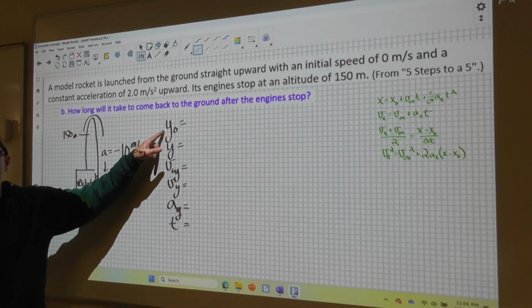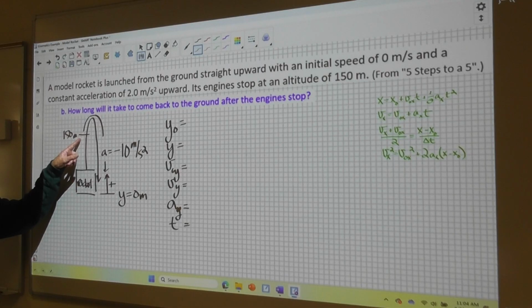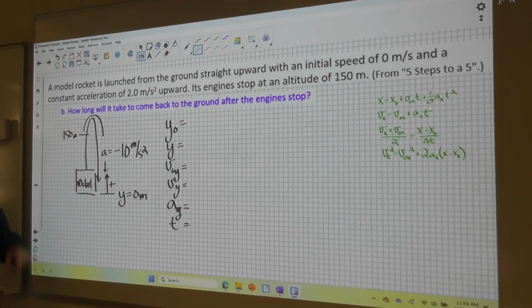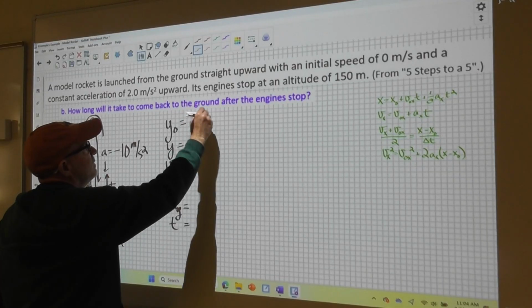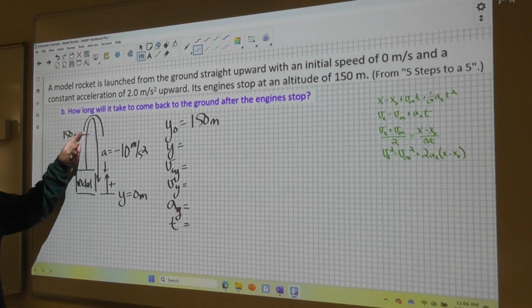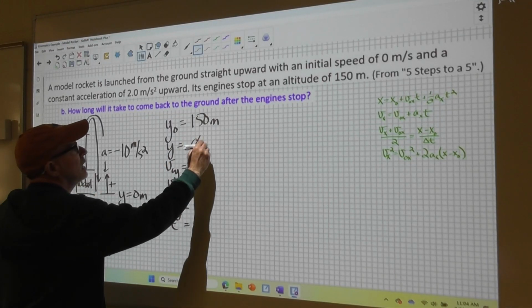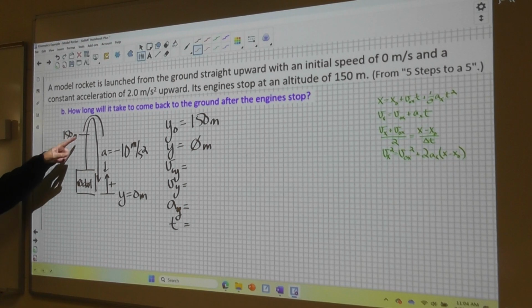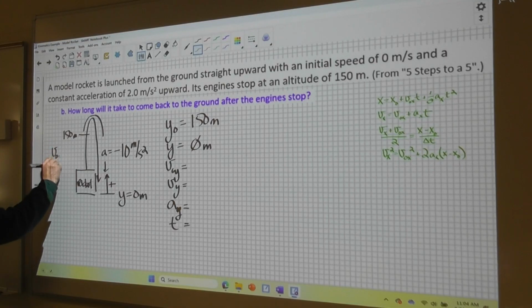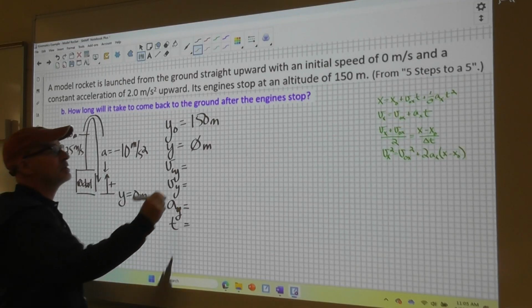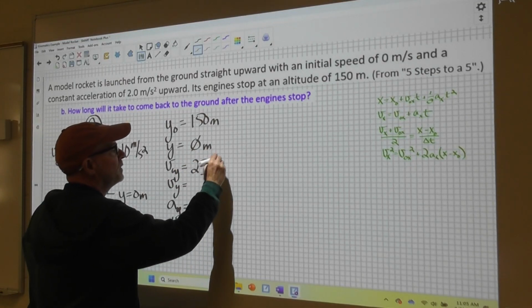Our initial position is no longer the ground. Now this part of the problem starts when the rocket is already at 150 meters. And our time period ends when it gets right back down to the ground at 0 meters. Its initial velocity is not 0. The initial velocity for this time period is how fast it was going at 150 meters, which we just figured out. The initial velocity is about 25 meters per second. So that's what I'm going to use. I'm not going to use 24.5. It's too many decimals.